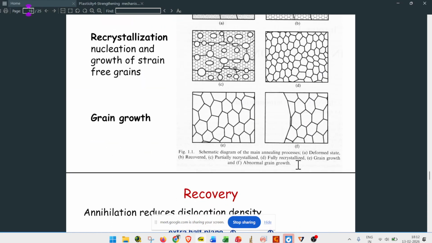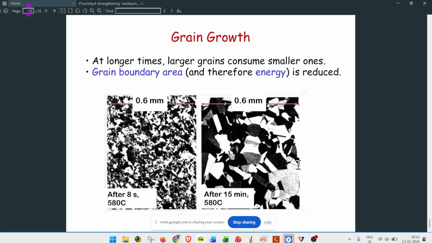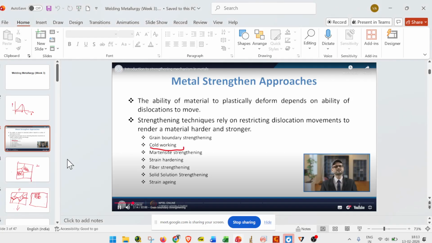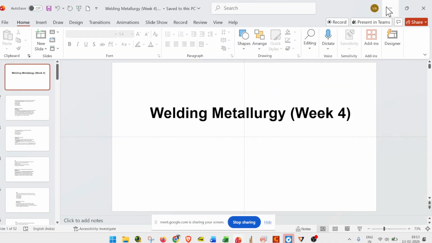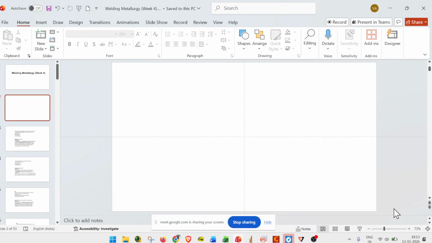And this stuff, these are all we have seen in previous class. Okay. So now I will go to today's talk. Today we will talk about the heat treatment processes. Okay. So what are the different heat treatment processes available?